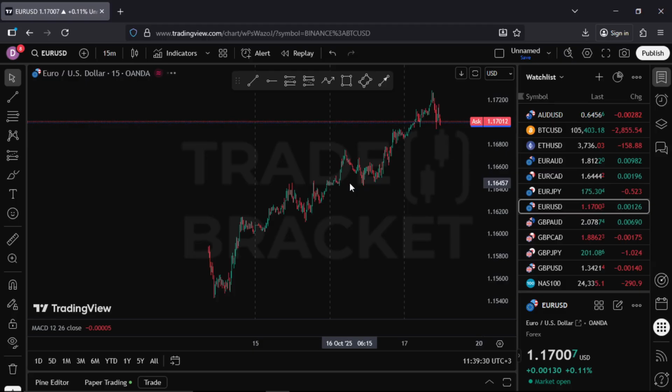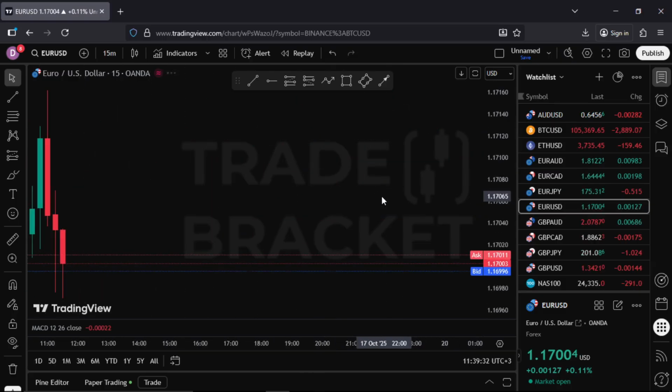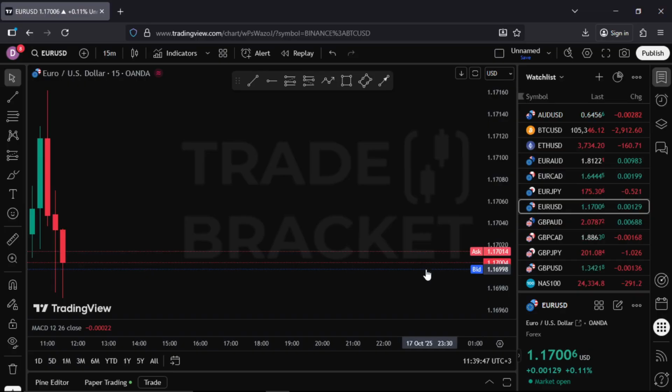All right, so what I want to explain is these three lines right here. You see these three lines that keep changing? There's a line in the middle, a line on the top, and a line at the bottom. The line in the middle represents the current price of the Euro USD as I'm recording this video. Then the line below, you see it says bid.